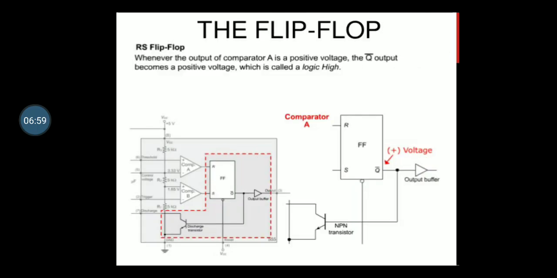Next one is the flip-flop. Here we use an RS flip-flop. Whenever the output of comparator A is a positive voltage, then the Q bar becomes a positive voltage, which is logic high. Hence, this flip-flop uses a truth table according to which the output may vary.